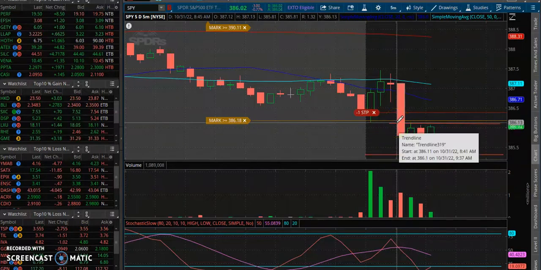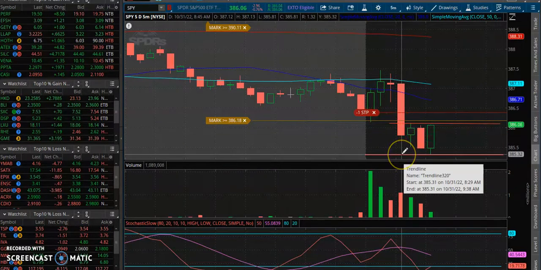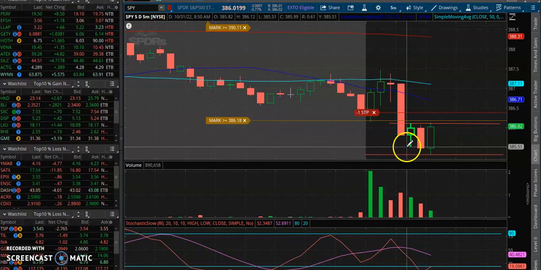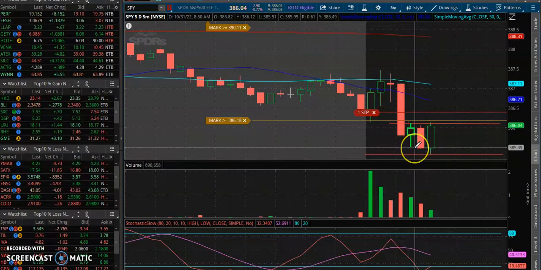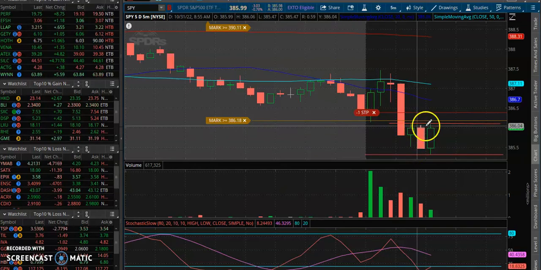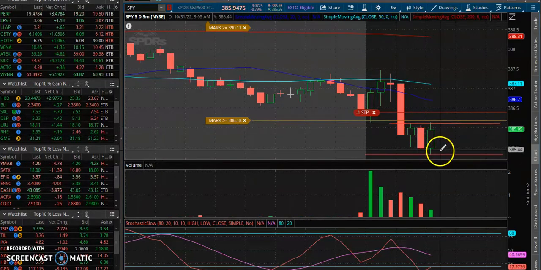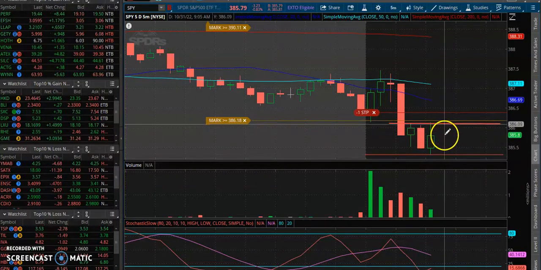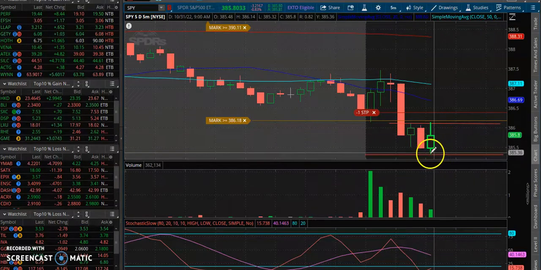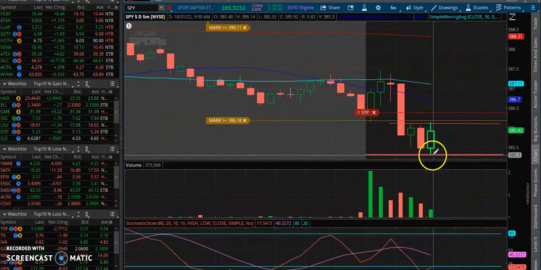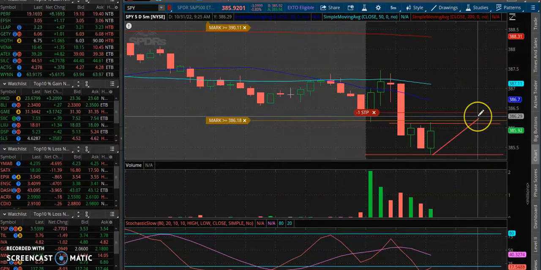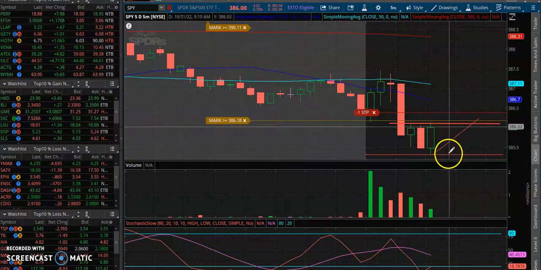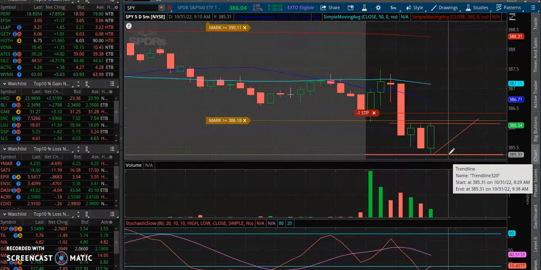So we got 386 to 385.30, 386.12 to 385.50, 385.50 to 386, 386.15. Whenever we get to the top of this range, you see it pulling back. We should be looking at getting short here. Whenever we get to the bottom of this range, we should be looking at getting long for a bounce to here. Now you see at the top of this range, 386, and now we go back to 385.